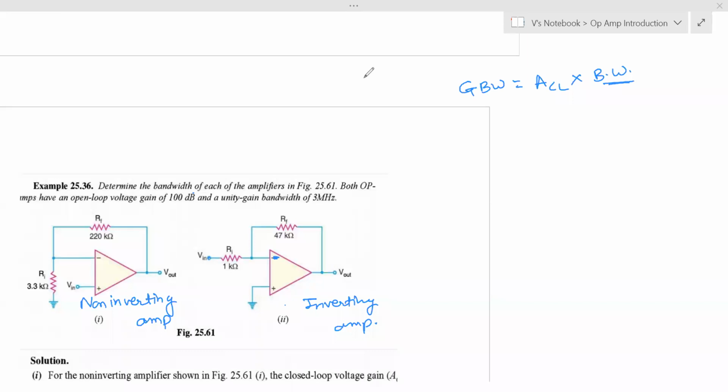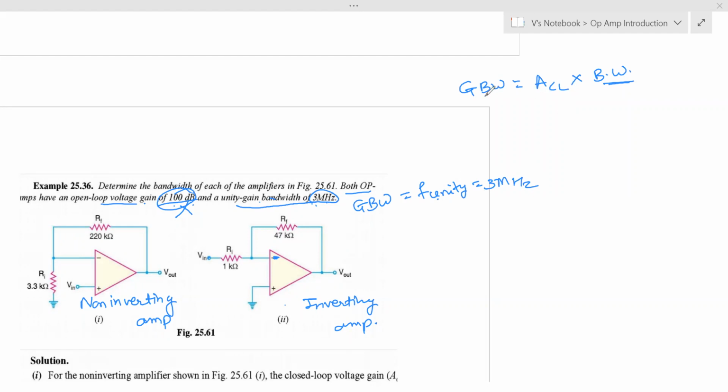Right. So according to that, you have to apply the formula. Now, what is your problem? Both op-amps have an open loop voltage gain of 100 dB and a unity gain bandwidth of 3 megahertz. Now open loop voltage gain हमें जरूरत नहीं है. We don't need that. So don't see this figure. But unity gain bandwidth means what is given? GBW. It is also called as F unity. Unity gain bandwidth. Okay. So 3 megahertz it is given.